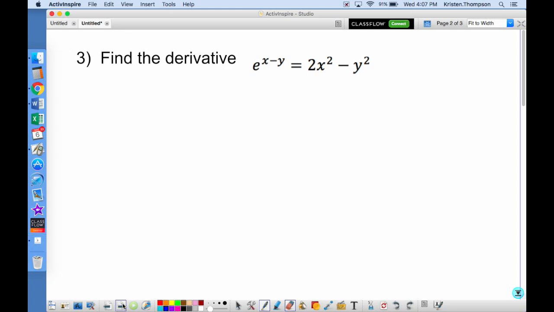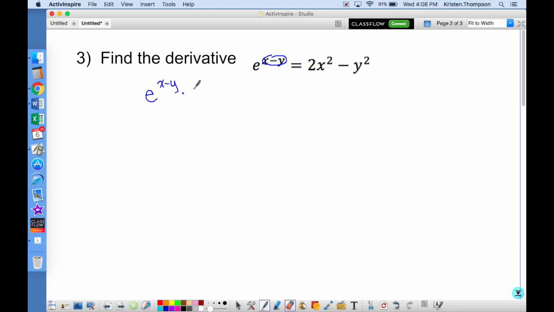Our third example is just to find the derivative of the following equation. We begin by taking the derivative of the left and the right side with respect to x. For the first portion, e to the quantity x minus y, I hope you're thinking that this is a chain rule. The x minus y is inside of the e, making it that chain rule. The derivative of the outside, e to the x, is e to the x, but we're going to evaluate it at the inside. So we get e raised to the x minus y.